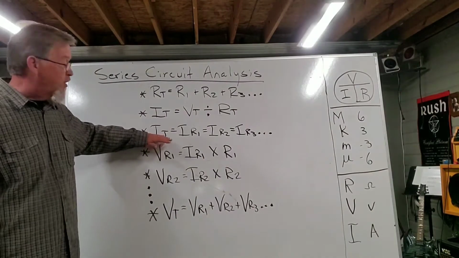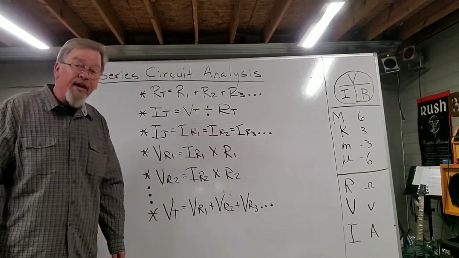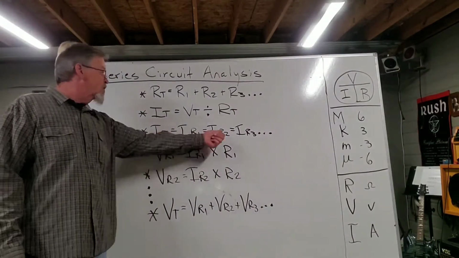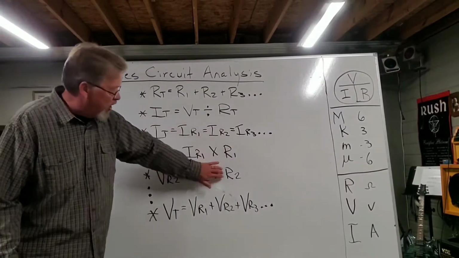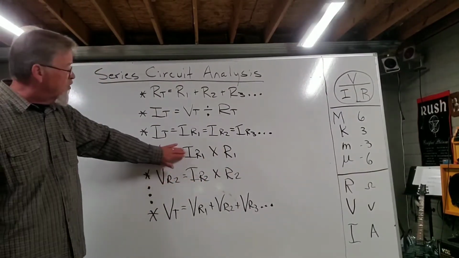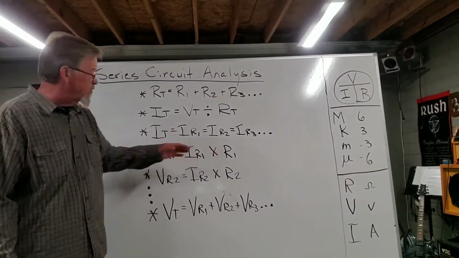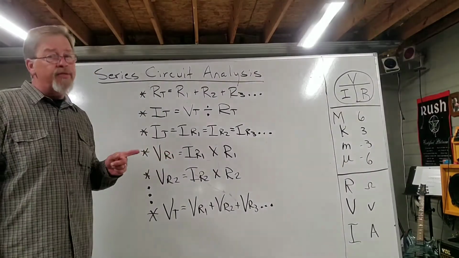And what do we know about current in a series circuit? Well, current in a series circuit is the same. That's the mathematical way of saying the same. It's equal everywhere. So once I know all my currents and my resistor values are given in the circuit, all I need to do is take the current through that resistor times that resistor to get the voltage across that resistor.